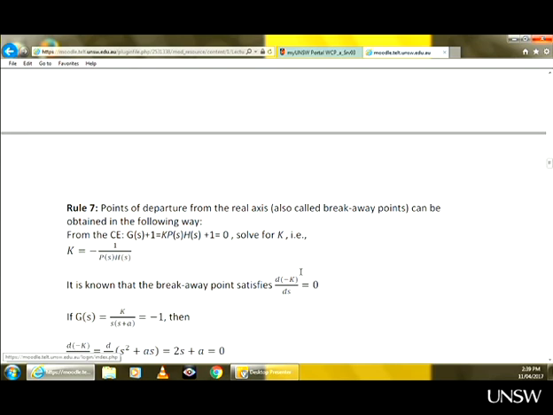Now, once again, remember that this is the characteristic equation, g of s plus 1 equals 0. Or you can rewrite this as k p of s h of s plus 1 equals 0. From this equation, you express k. So k will be equal to minus 1 over p of s h of s. And then you find the derivative of minus k with respect to s, make it 0, and the solution of this new equation gives you the location of the breakaway point.